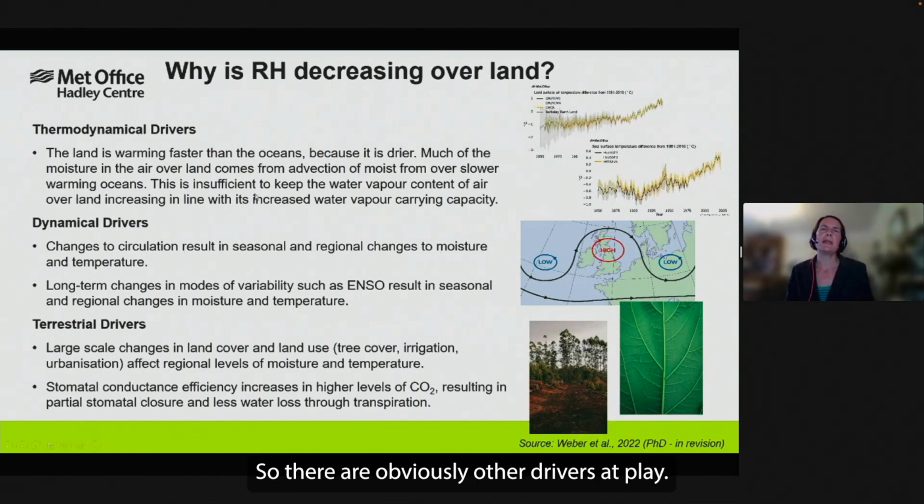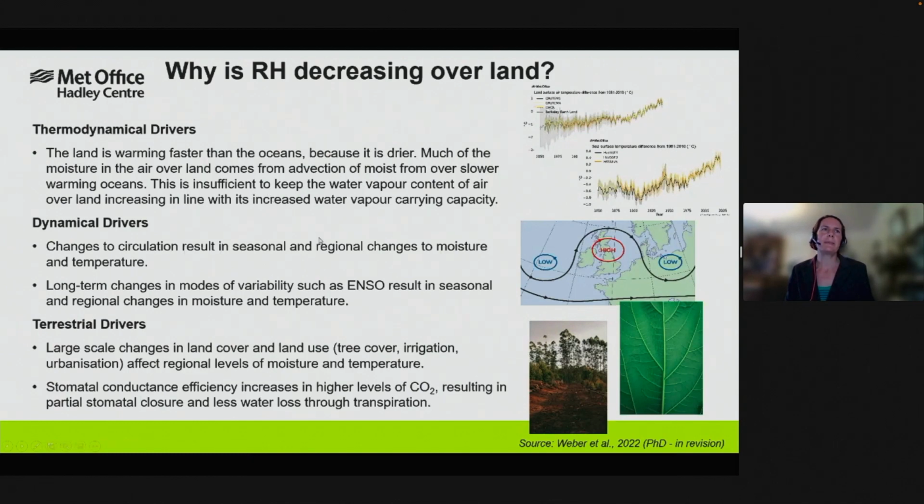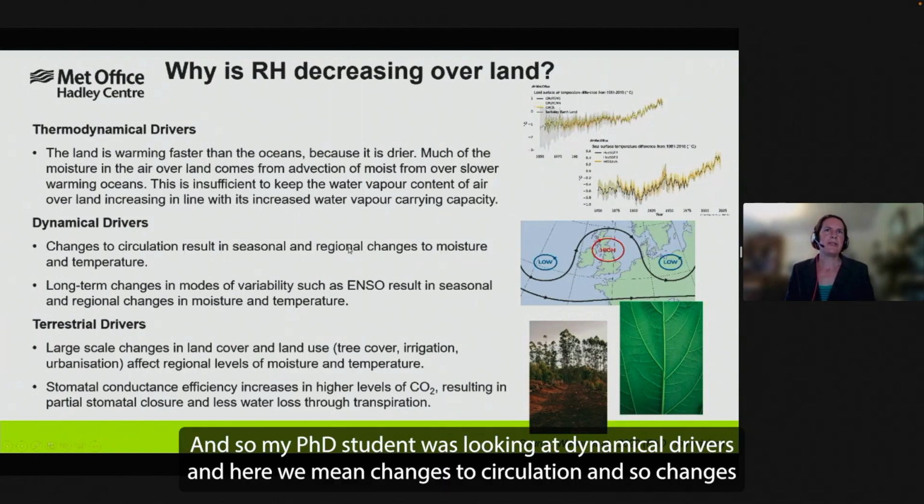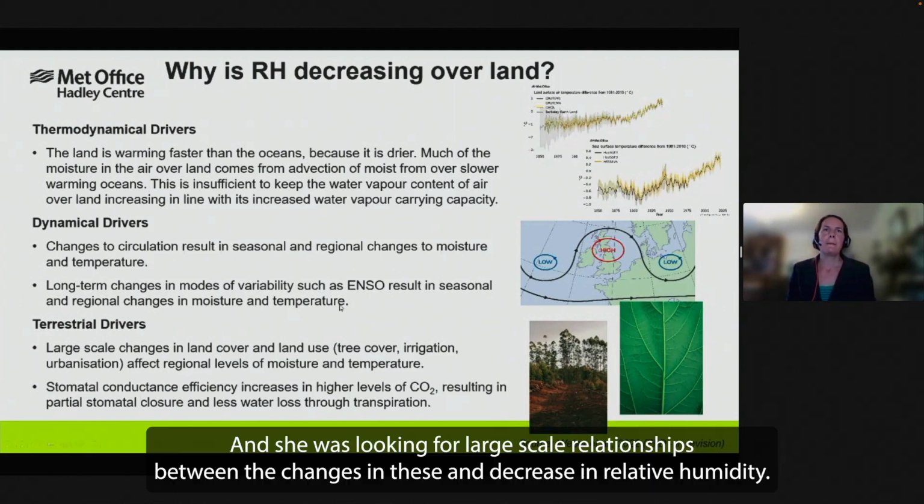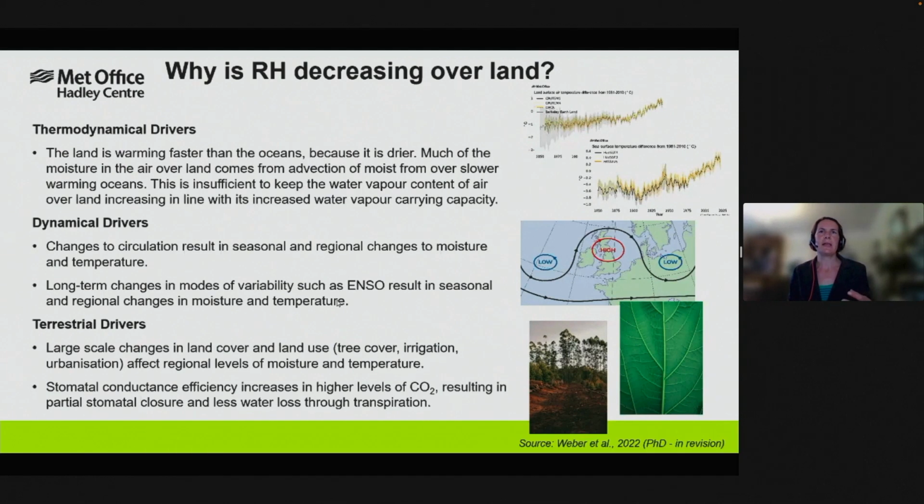And so there are obviously other drivers at play. My PhD student was looking at dynamical drivers, and here we mean changes to circulation, so changes to pressure patterns and wind speeds, and changes to modes of variability, such as the El Niño Southern Oscillation. And she was looking for large-scale relationships between the changes to these and decreasing relative humidity.